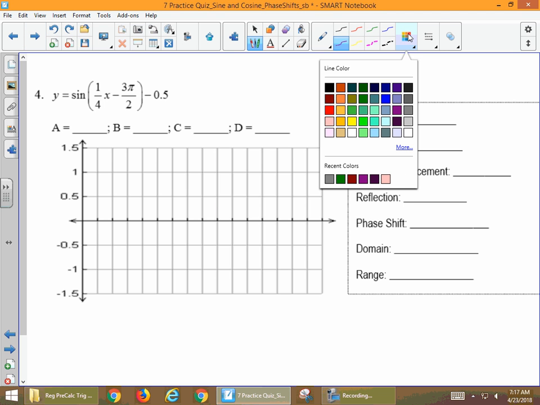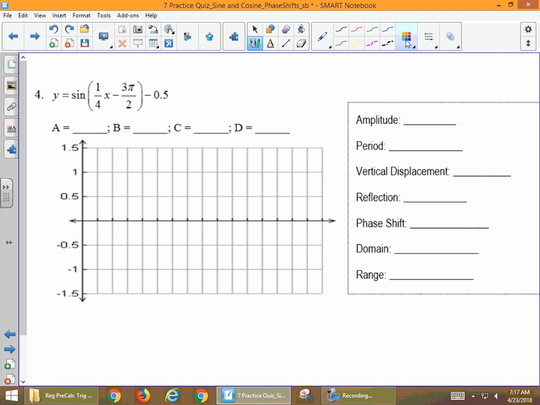Last one. Here we don't have a coefficient in front of sine, so our A is 1, B is 1/4, C is 3 pi over 2, and D is -1/2. It's helpful to have your little equations. Amplitude is A, period is 2 pi over B, vertical displacement is D, and phase shift is C over B.